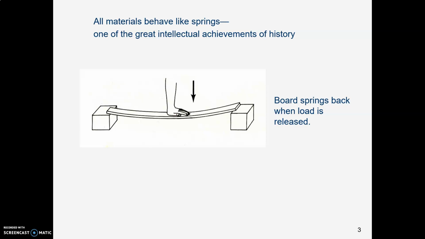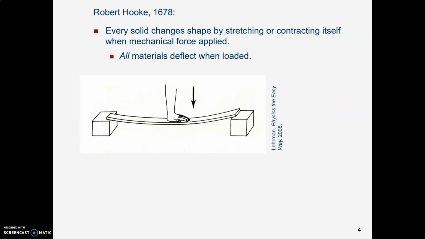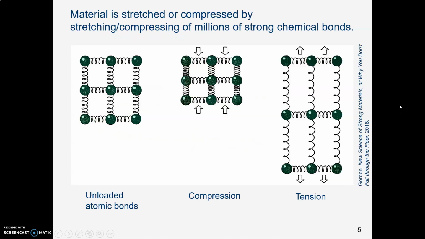It's all related to one of the great intellectual discoveries of history, which was the idea that all material acts like springs. All material is elastic. And that is true of all material, not just rubber and foam, but it's true of steel and concrete and plastic and anything else. All material is elastic. And you can think about this as a kind of like springs.